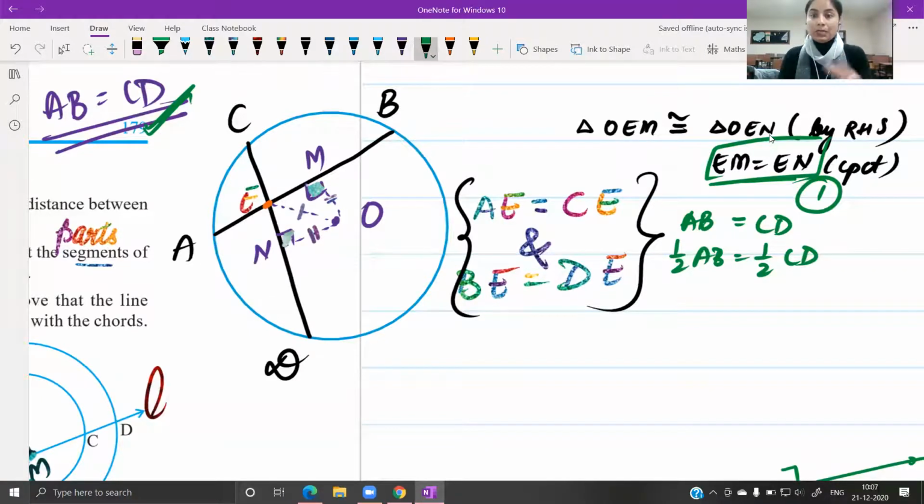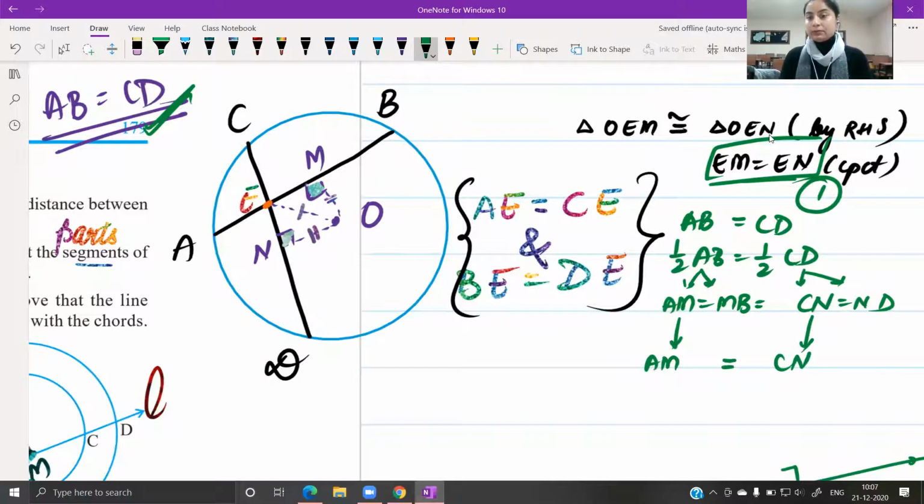अब इस केस में AB के जो हाफ्स हैं, AM and MB will be equal to the halves of CD, which are CN and ND. These are the halves of AB and these two are the halves of CD. These will be equal. And I'm going to take the ones on the same side. Same side means E की तरफ जो lie कर रहे हैं, E की तरफ lie कर रहे हैं AM and CN. और दूसरे वाले जो parts हैं उनको मैं separate कर रही हूँ. Let me know if this makes sense कि मैंने यहाँ पे क्या किया.